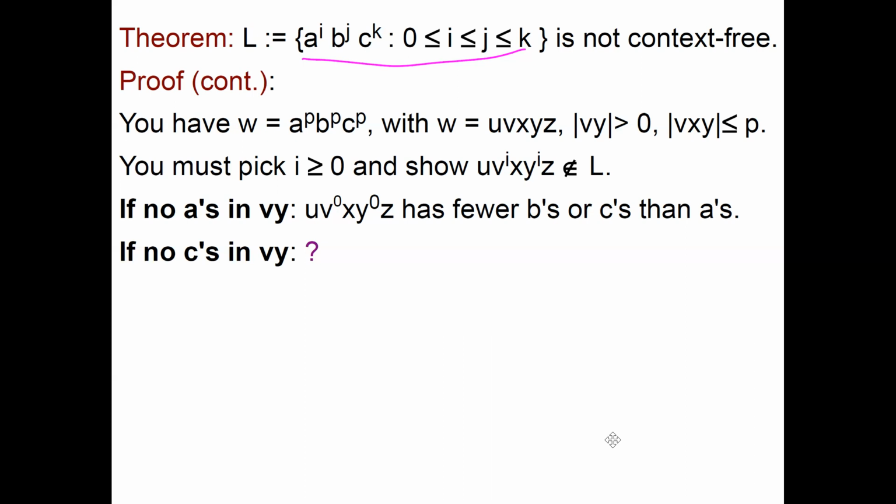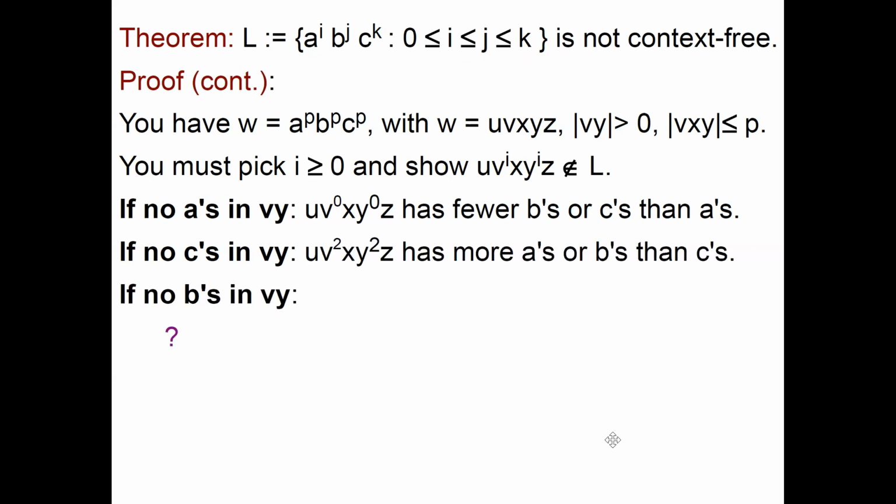What if there are no C's? Well, then you can pump up, right? Then you pick i equals 2, and you pump. You're pumping either A's or B's, and you're going to have more A's or B's than C's. Okay?